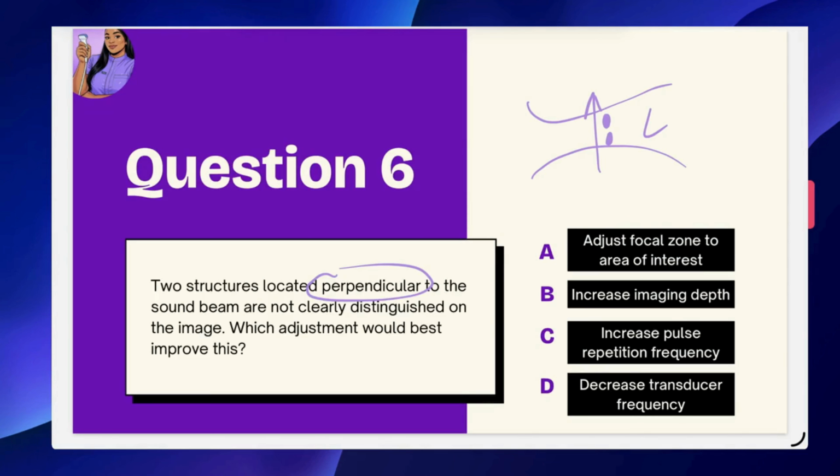If you're dealing with two structures that are basically at the same depth, they're side by side, and you want to see them better, what do you do? You adjust your focal zones, right? So you're dealing with this all the time when you're at the machine. It's all connected. So don't even get tripped up by the questions. Yes, good job. Perpendicular. You pair. That's a good thing to do. Whatever helps you to remember, that's a good thing to do.